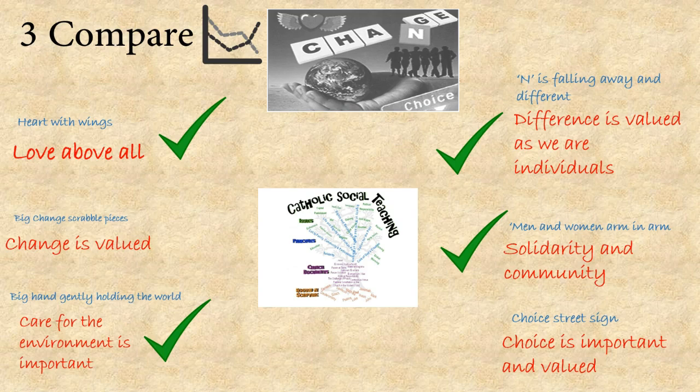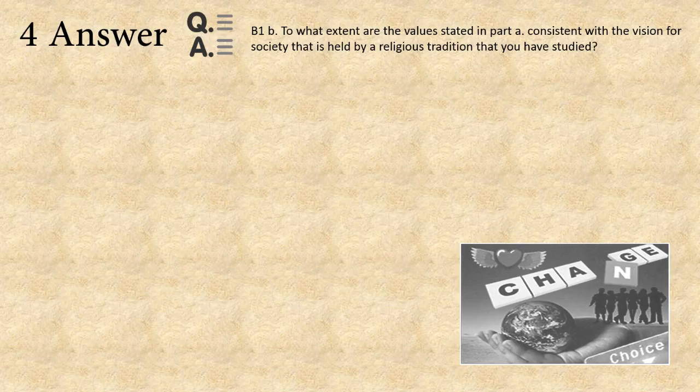And we've got to look for a couple that don't match, because they can be useful as well. So choice. Yes, while choice is important, not all choices are valued. And of course, we'll use that later on as Catholics when we apply it to our tradition. And the big change, well, some change is valued, but lots of change in modern society actually contradicts Catholic social teaching. So we'll put an X there. Great. Now we've got the attitudes of the cartoon, and we've compared them to the attitudes or values of our religious tradition. Step 4, answer the question.